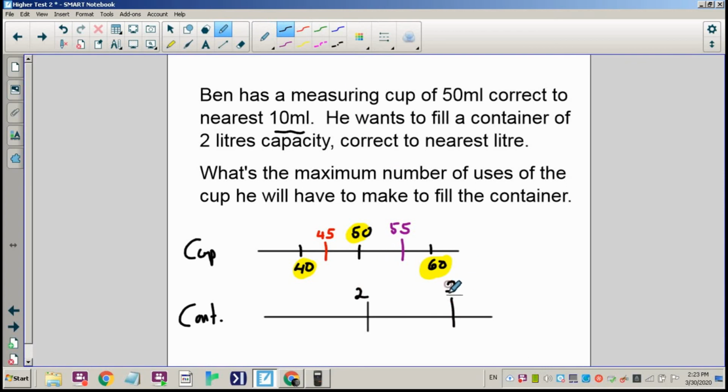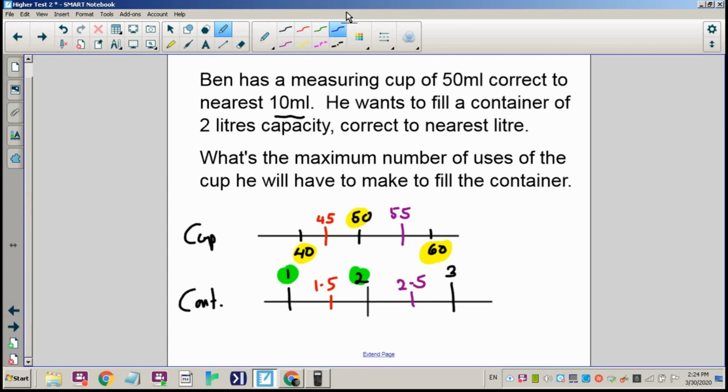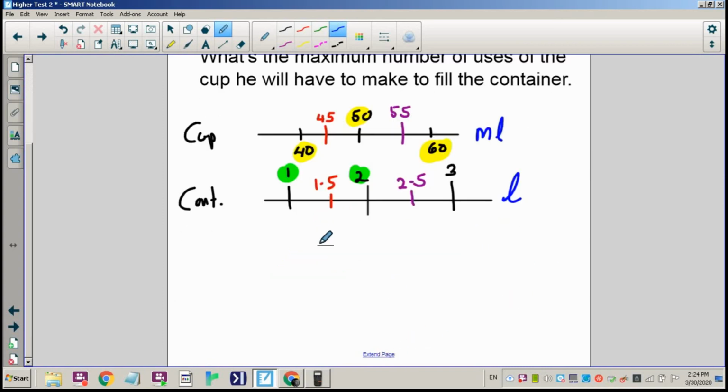So it can either be 2 litres, or 3 litres, or 1 litre. So what's the lower bound? It would be 1.5. How did I get that? I added 1 and 2, and then halved it, 1.5. What about the upper bound? 2 and 3 is 5, divided by 2, 2.5. So, just so we don't forget about the units, let's write millilitres here, and that fancy L for litres here. Okay, so the cup could be as small as 45, or just under 55. The container could be as small as 1.5 litres or as big as 2.5.